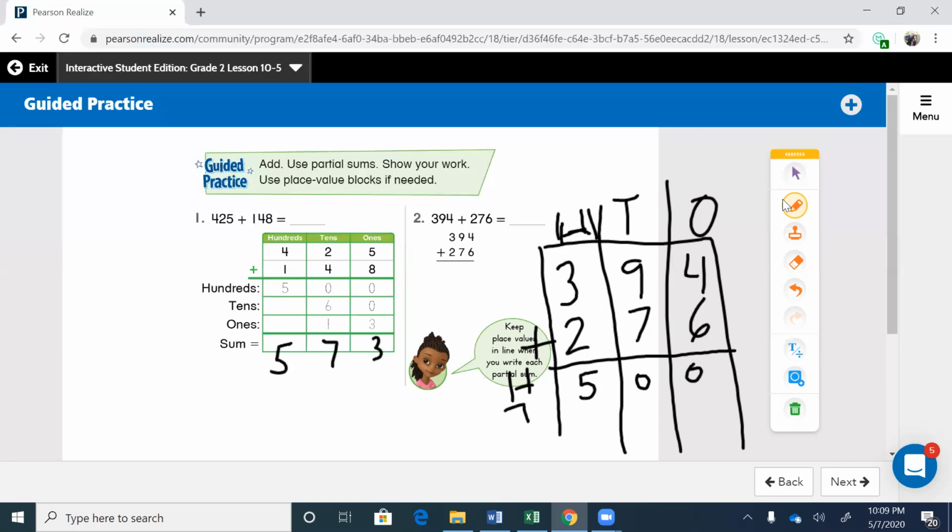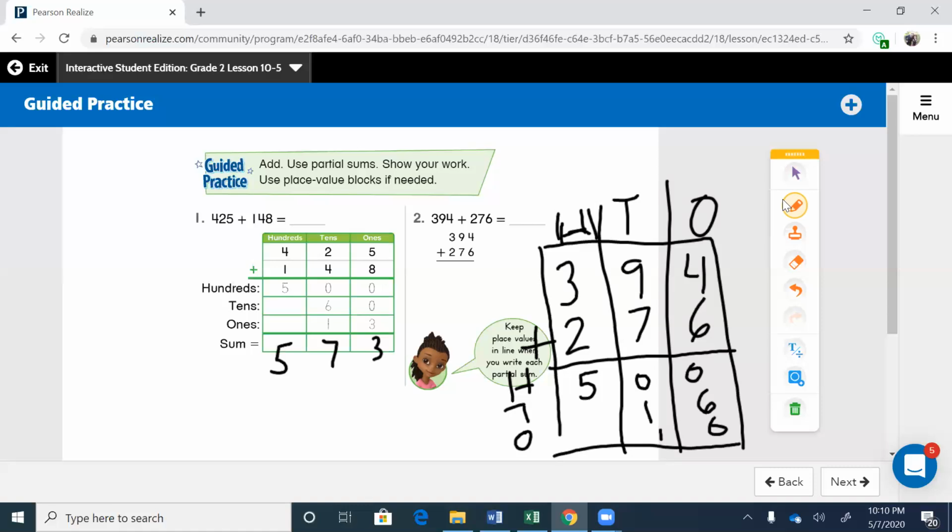9, put up 7 fingers. 10, 11, 12, 13, 14, 15, 16. 16 tens. Then go to the ones. And 10 ones. Okay, and then we're just going to add it up.